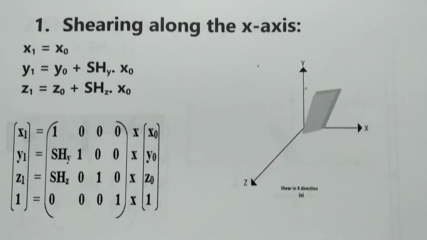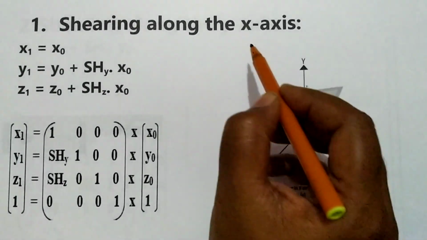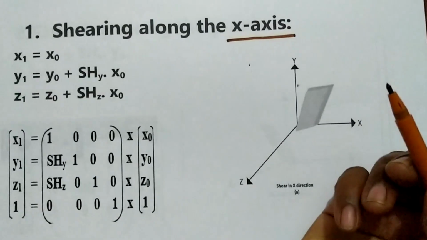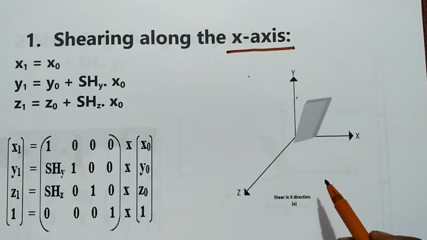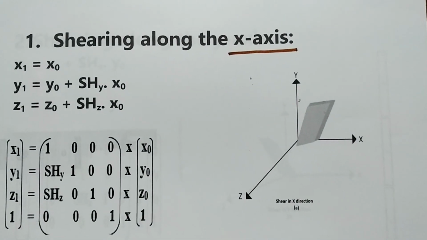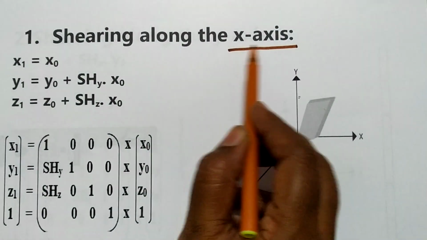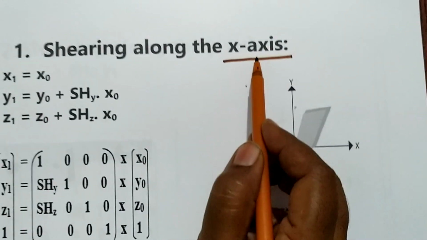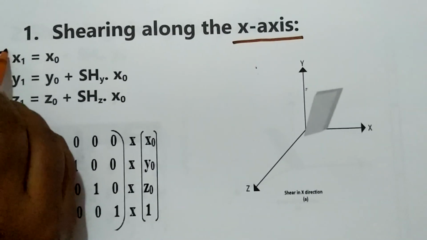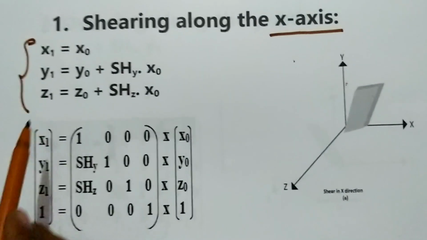Okay, now we will discuss shearing along the x-axis. That is, when your original object is placed in a 3D plane, that original object's size can get changed along what? The x-axis. To perform the shearing along the x-axis, we need to use an equation. The equation is like this.